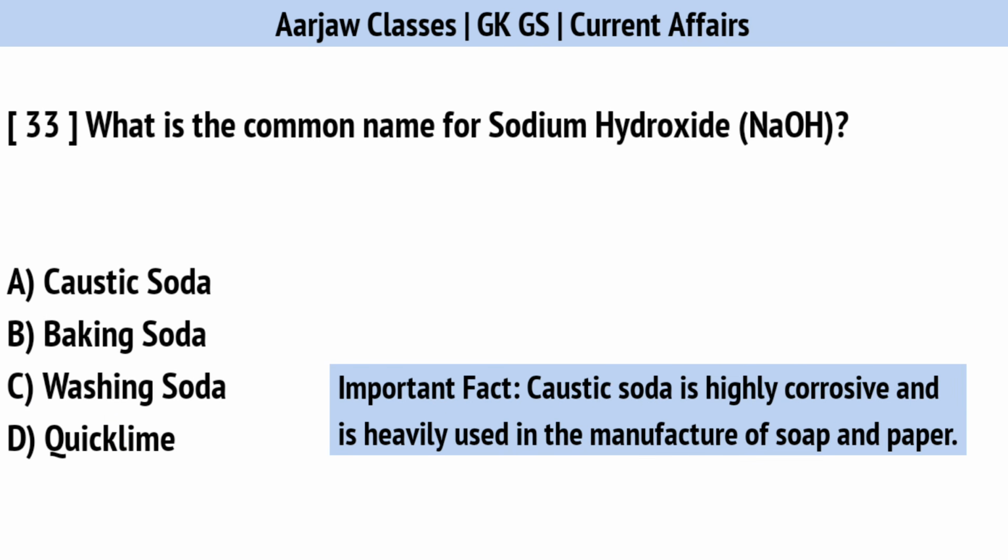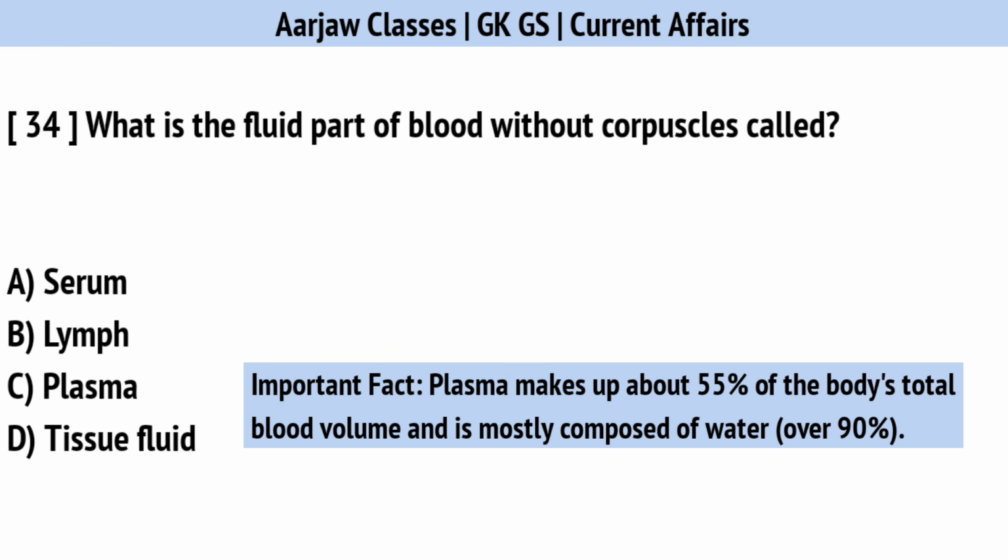What is the common name for sodium hydroxide? Correct option is A, caustic soda. What is the fluid part of blood without corpuscles called? Right option is C, plasma.